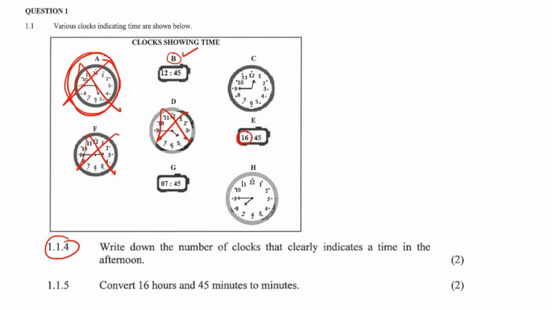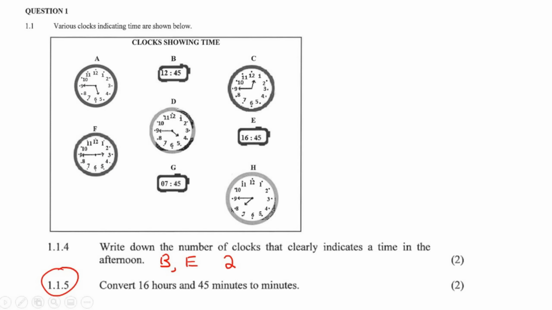This one is definitely afternoon because that's 4 o'clock. But if it was 4 o'clock in the morning, it would say 04. So that's afternoon. This one here might be afternoon, it might not be because they might be using a 24-hour time. They might be using a 12-hour time, but we don't really know. And they said clearly, so that's not a clear one. So that's definitely not clear, and that's also not clear. So it's only going to be B and E. So to write down the number of clocks, that would be 2.